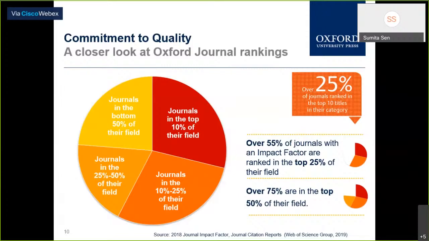Let's take a further look. This is the latest result from the JCR report. 55% of journals with an impact factor are ranked in the top 25% of their field. And over 75% are in the top 50% of their field.